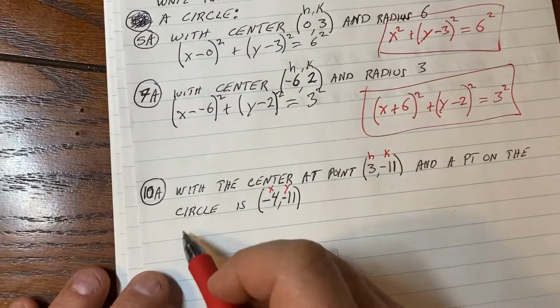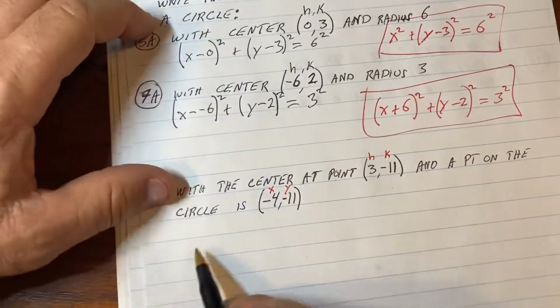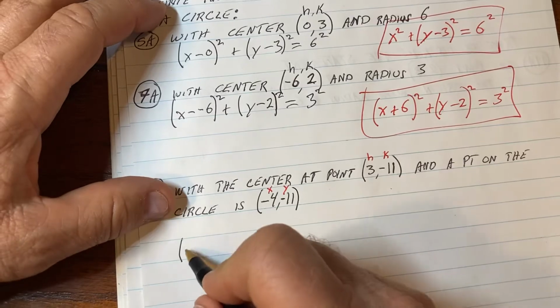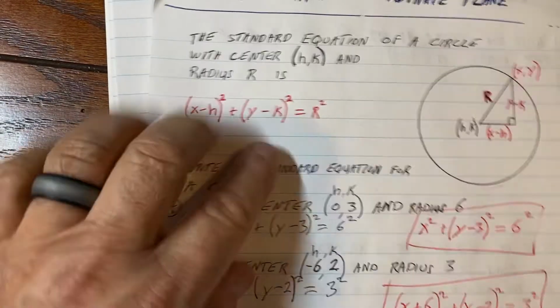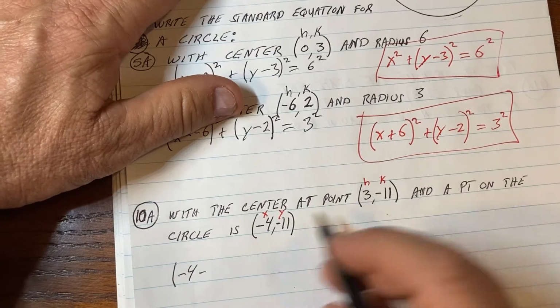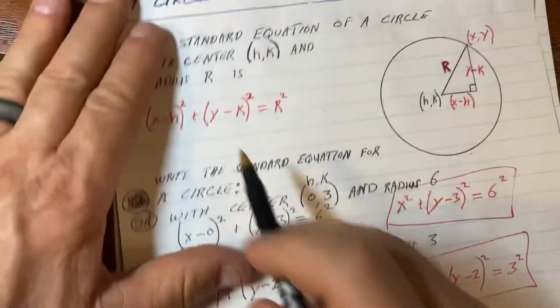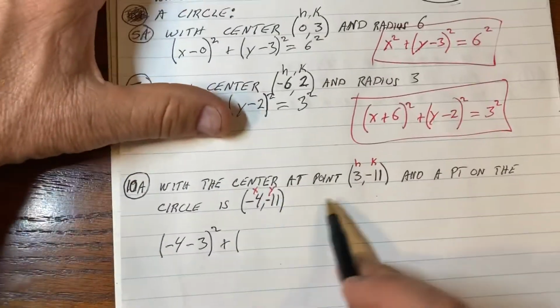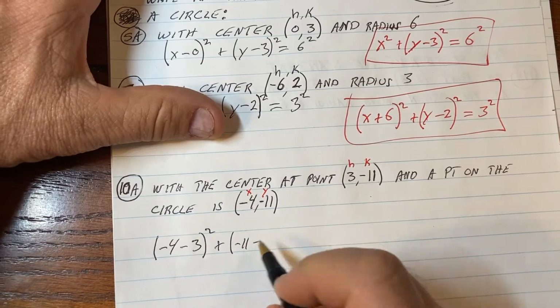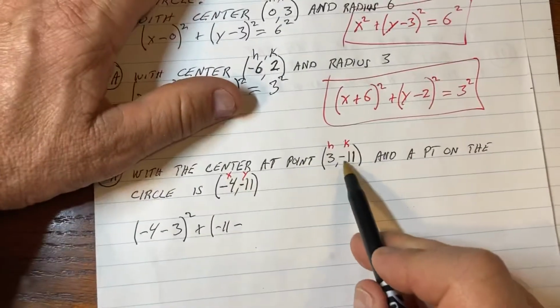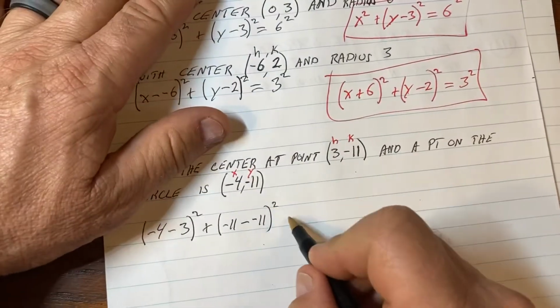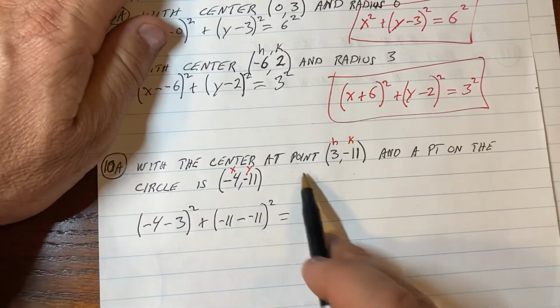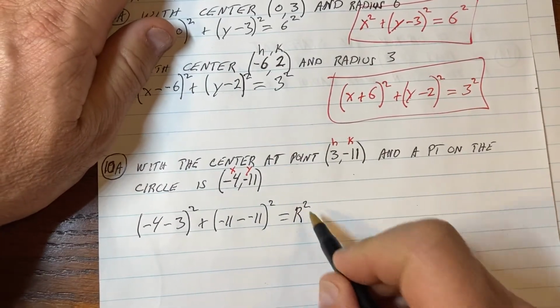Just plug those values into this formula. Okay, so you take x, that's negative 4, minus h. H is 3, quantity squared, plus your y value minus k. Your y value is right there, negative 11, minus k. Your k value is negative 11, squared, equals r squared. We don't know what r is. We have to figure that out.